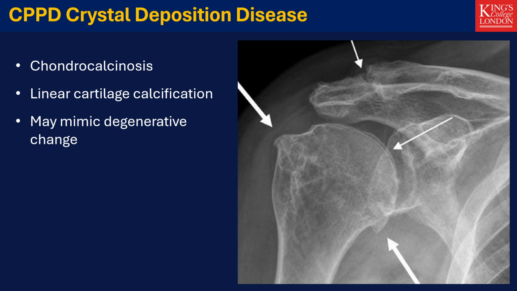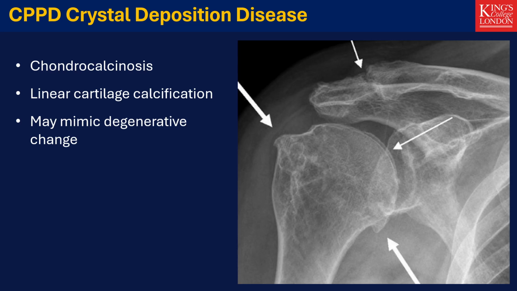Calcium pyrophosphate deposition disease produces chondrocalcinosis, linear or punctate calcification within hyaline cartilage or fibrocartilage. In the shoulder, this most commonly involves the glenohumeral cartilage and the AC joint. Unlike hydroxyapatite deposition, which produces amorphous peritendinous calcification, CPPD is intracartilaginous. Degenerative change frequently coexists, but cartilage calcification distinguishes CPPD from primary osteoarthritis.